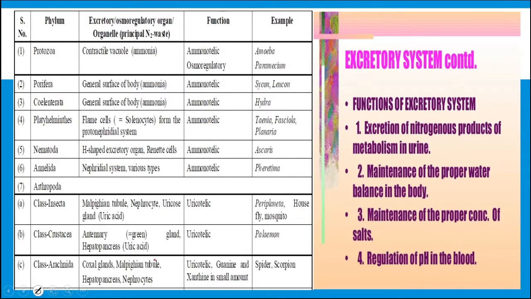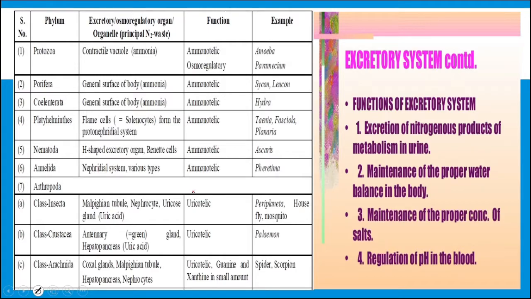In human beings, that is mammals, the specialized structure is the kidney. So in different organisms, different structures are present for the excretion process, but all are involved in the excretion of nitrogenous waste, as well as maintaining proper water balance and the concentration of salt in the body.